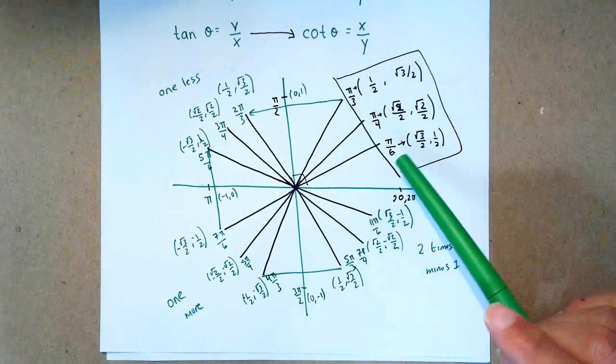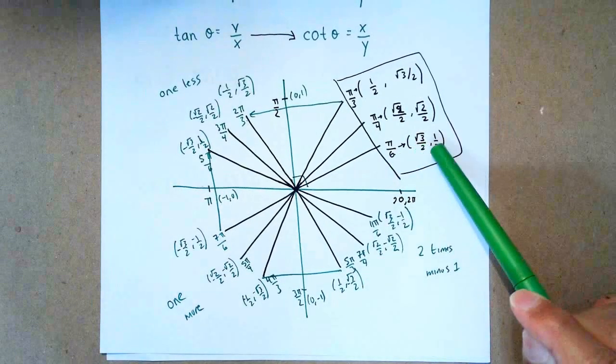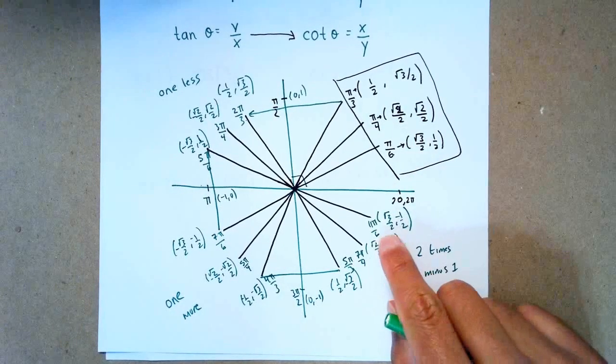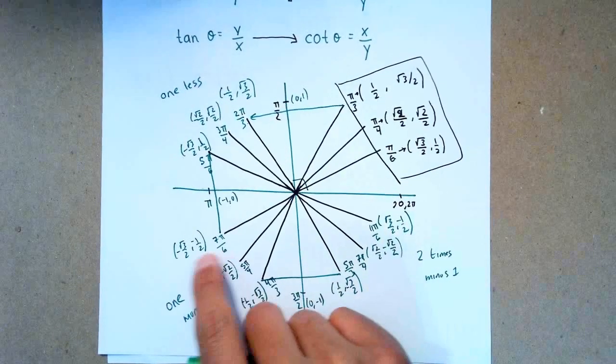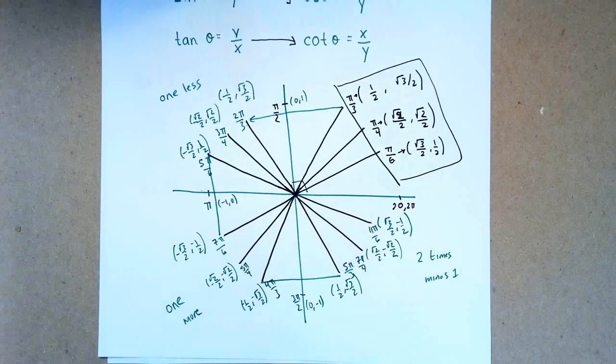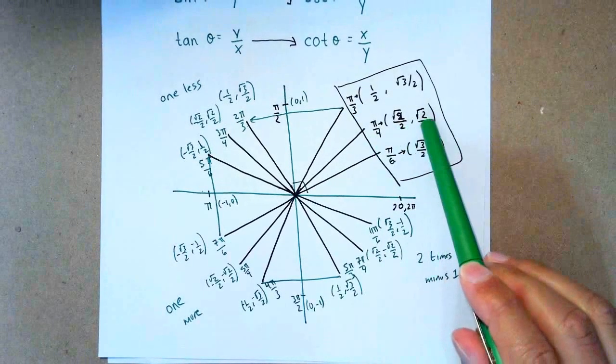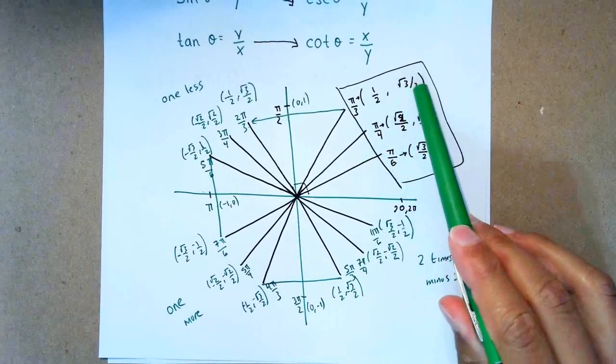You have to remember, anything that goes with 6 is radical 3 over 2, half. Every 6 is radical 3 over 2, half. You have to know that. 4 is radical 2 over 2, radical 2 over 2. 3 is 1/2, radical 3 over 2.